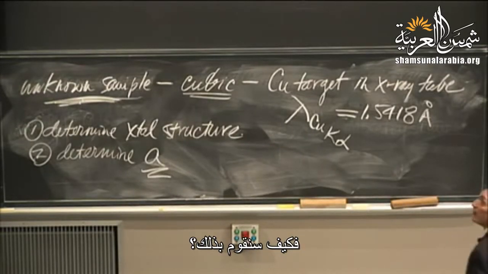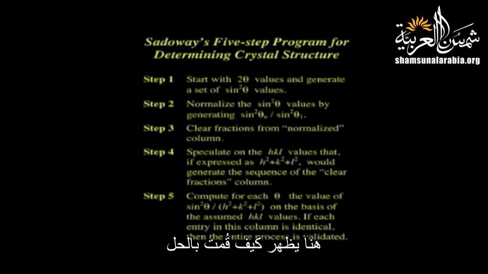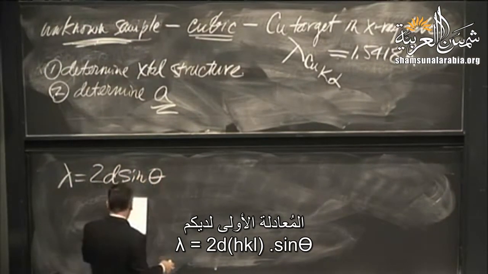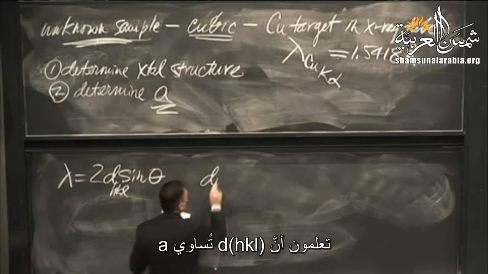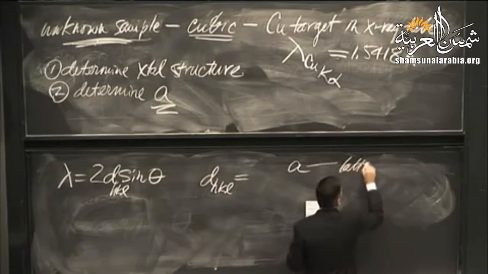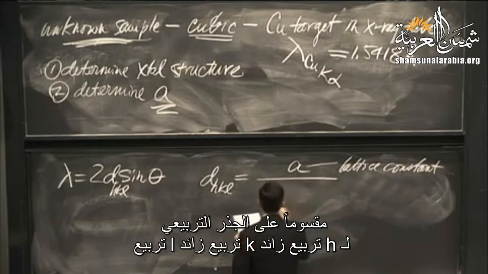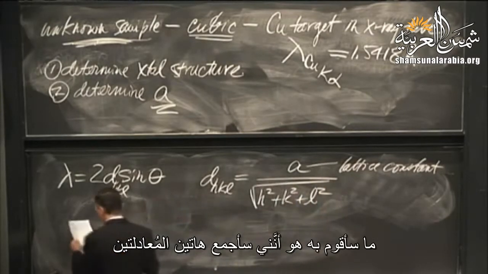So how are we going to do it? We're going to use this technique. This is my self-help book for you. And here's the key. Here's how I came up with this. There's a way to unravel this, and the way you unravel this is to take these 2 relationships. You have lambda equals 2d sine theta. And you also know that d HKL is equal to a, that's the lattice constant, the cube edge measurement, divided by the square root of h squared plus k squared plus L squared. So what I do is I combine the 2.